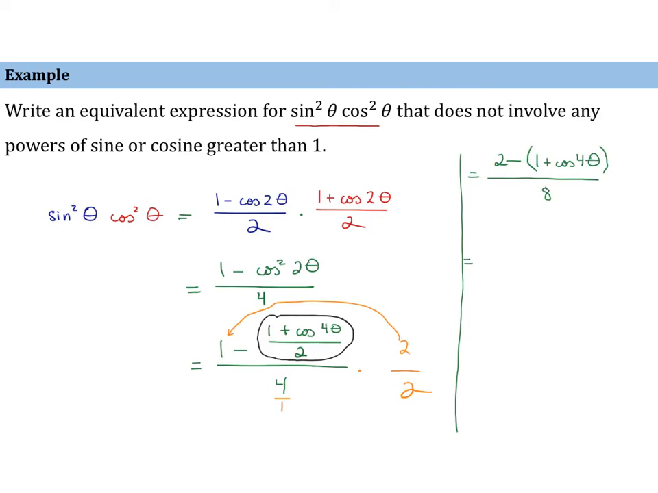And so what we have now is 2 minus 1 minus cosine of 4 theta all over 8. So we have 1 minus the cosine of 4 theta over 8. So notice now the power on cosine of 4 theta is simply 1.